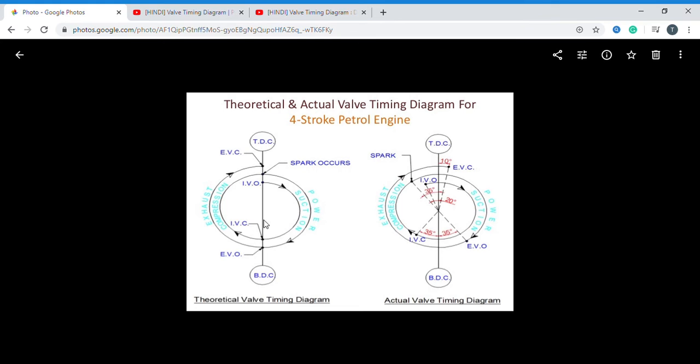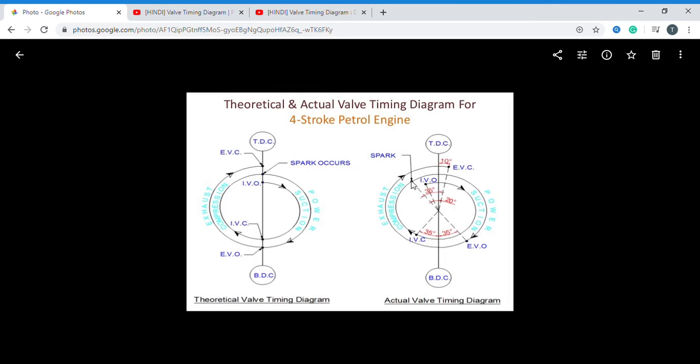But actually we don't get this type of timing, this type of crank angle position. If you observe here, this is the top dead center and this is the bottom dead center. The inlet valve opens before top dead center at 20 degrees crank angle; that is the suction process. It ends after BDC at 35 degrees. Then the compression process starts, and the spark is ignited before TDC at 35 degrees.